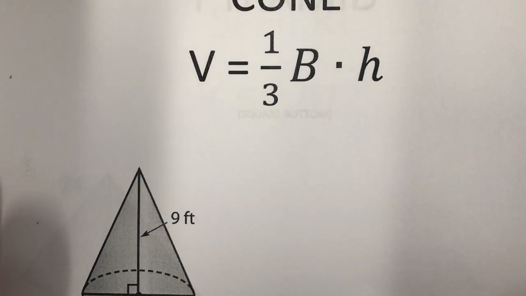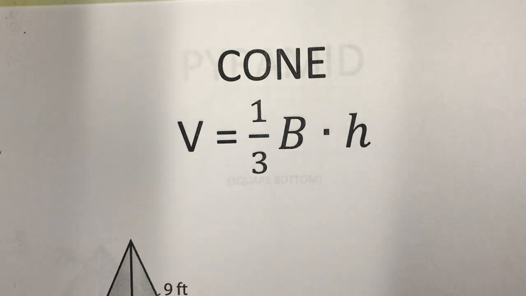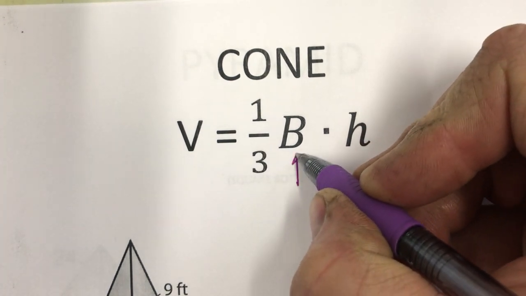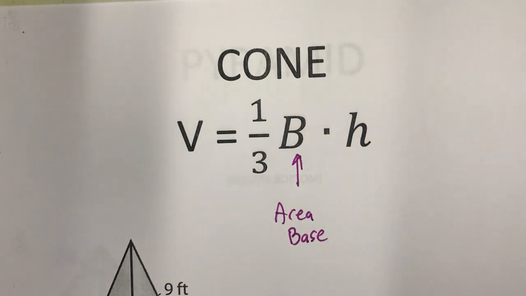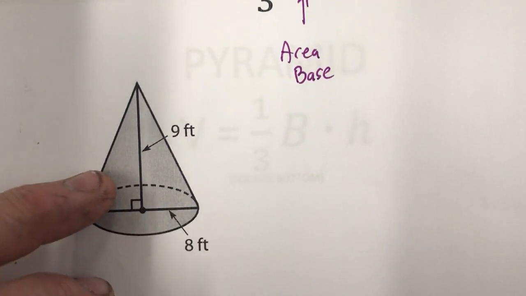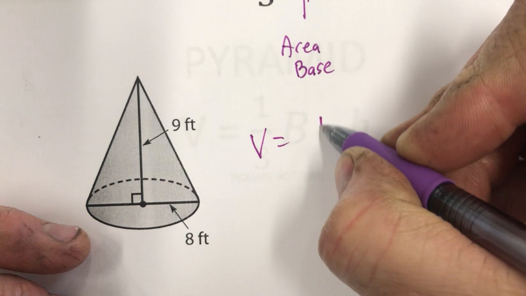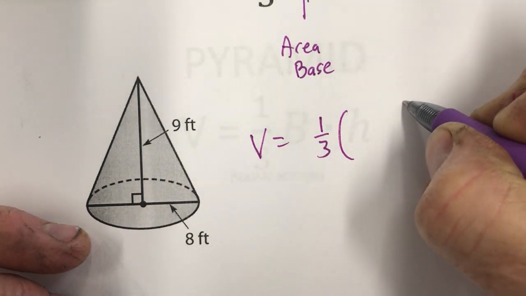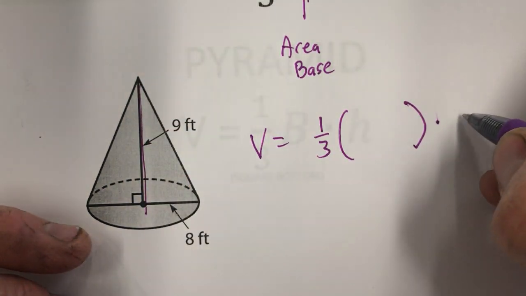Well, when we look at a cone, this is the volume formula for a cone. It happens to also be the same thing for a pyramid. 1/3 capital B, where this capital B is the area of the base, times the height. So as we look at this problem right here, my volume is going to be 1/3 times the area of the base times the height. The height you can see is 9 right there.